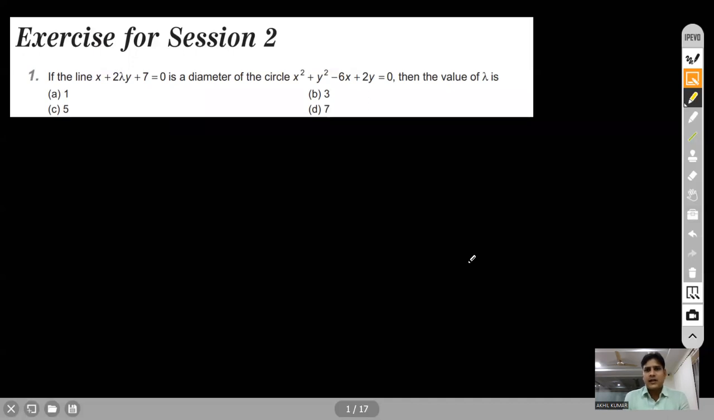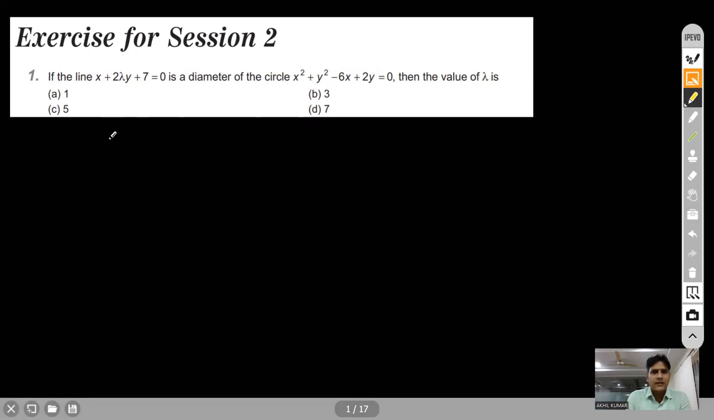So this is our first question. It is saying if the line x plus 2 lambda y plus 7 equal to 0 is a diameter of the circle x square plus y square minus 6x plus 2y equal to 0, then the value of lambda is. So one circle is given and its diameter is also given, the equation of the diameter basically. So we have to find this value of lambda.